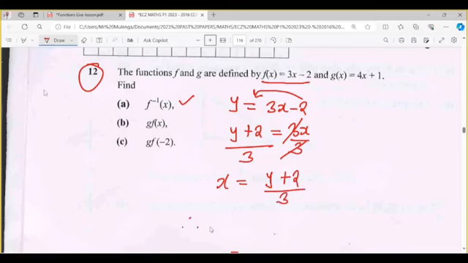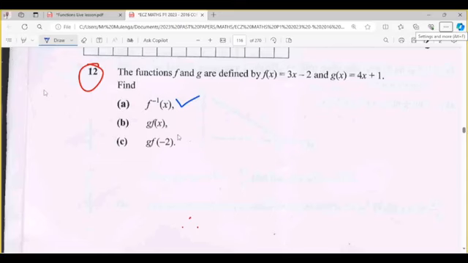So our final answer now will say function inverse of x is equal to, so here where we have a y, you are going to substitute x, say x plus 2 over 3. So this is our answer. This is the function inverse of x. So let us now find question B.